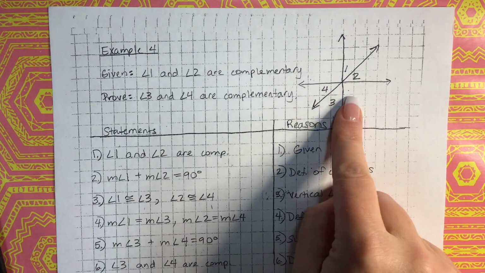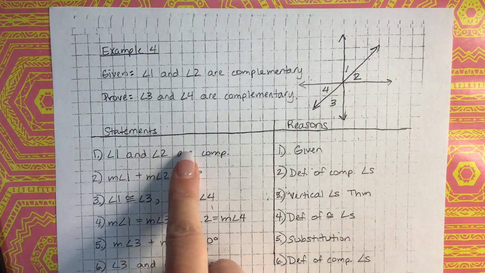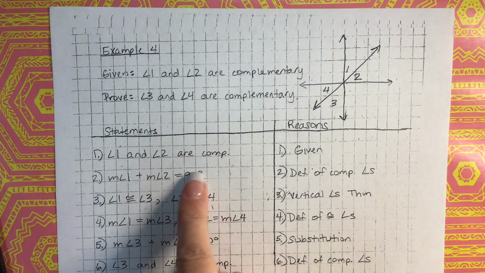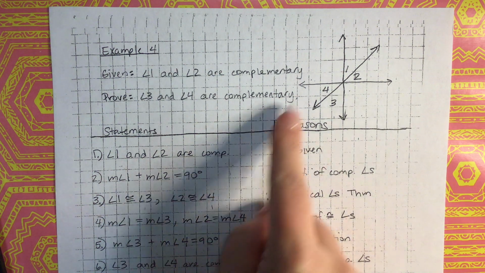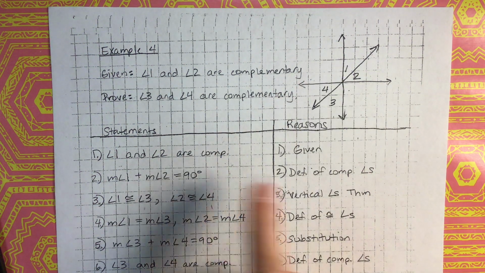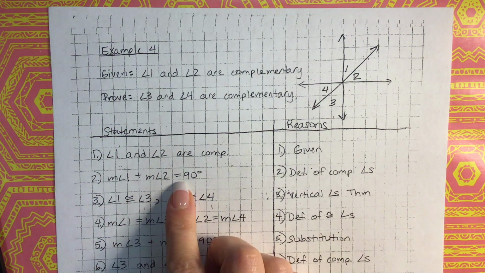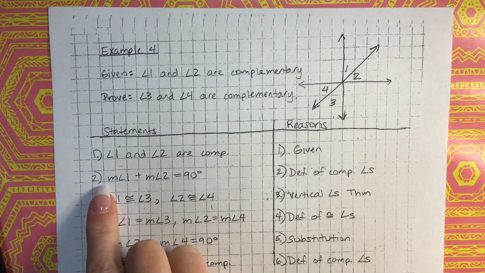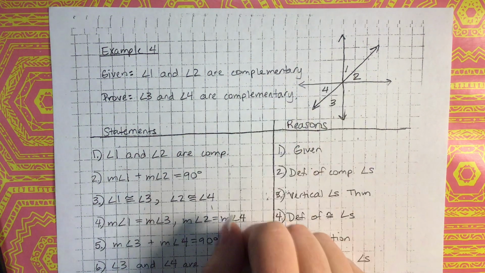So we start with the given information. Angle 1 and angle 2 are complementary, right? So that's given. Now, whenever we have something like that, we can change that into an equation. Measure of angle 1 plus measure of angle 2 is equal to 90 degrees by the definition of complementary angles. Okay, so those two things kind of go together, which is great. Now we know that these two angles equal 90 degrees.